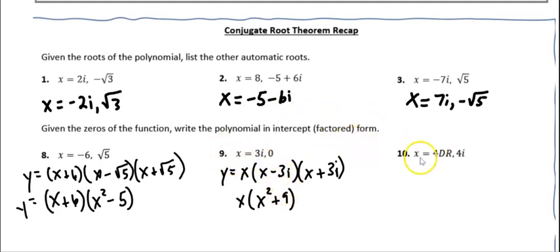Okay. Remember, when we have a double root, that just means we are squaring that factor. So if positive 4 is the 0, then that is x minus 4, and we square that factor. So having the 4i, we can write that as x squared, 4 squared is 16, so we're going to say plus 16 as the other factor.